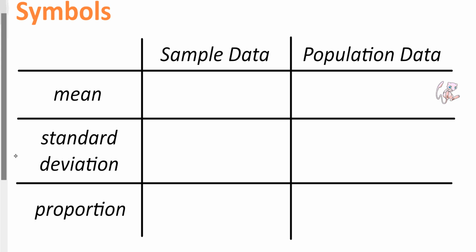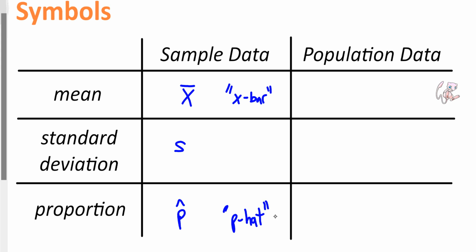So for sample data, the mean is always referred to as x bar. That's how you say it. Okay, that is the mean for sample data. Standard deviation is just s. And a proportion, which is another type of statistic that we'll get to, is p hat. It has a little rooftop on top of it. That is called p hat. And we'll get to that later on as well.